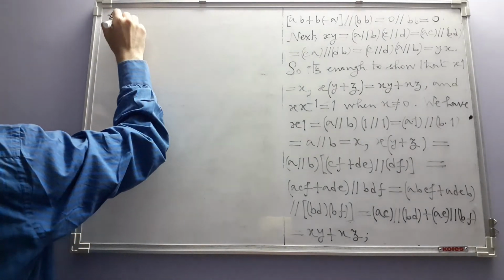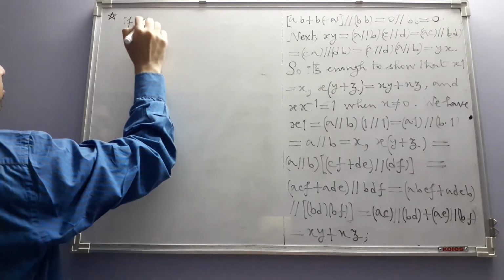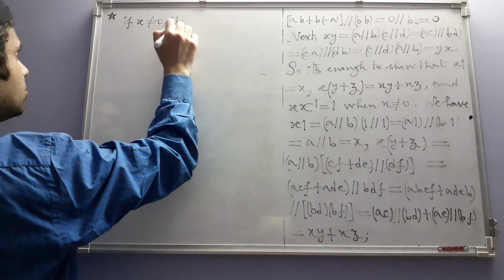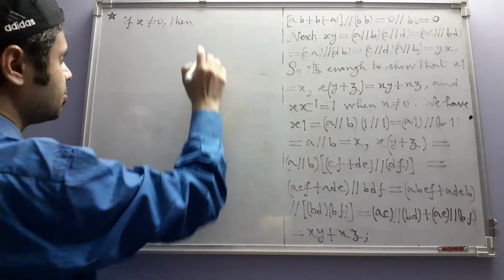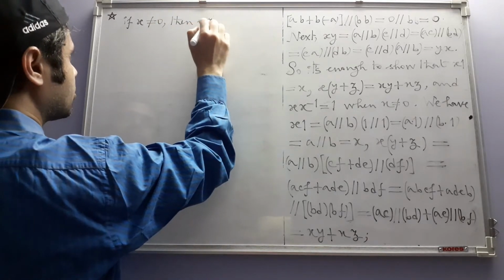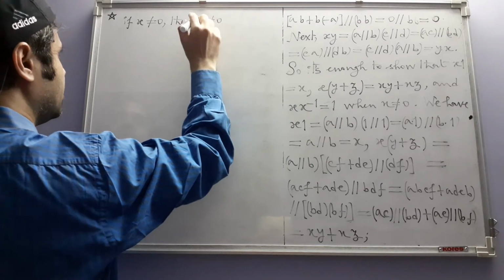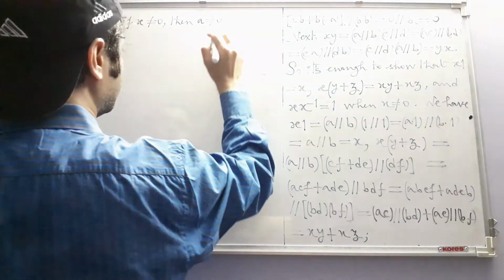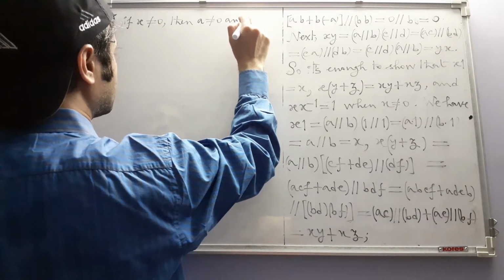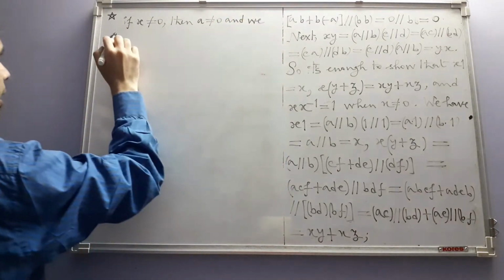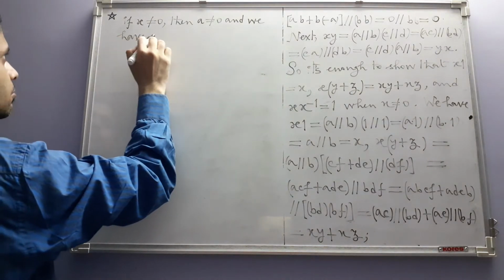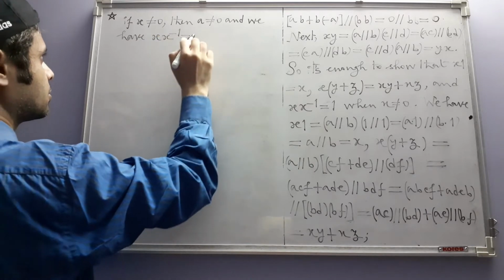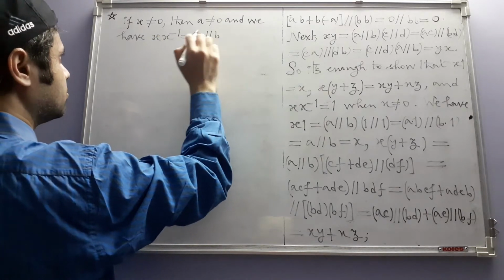If x is non-zero, then since x is a by b, a should be non-zero, because we know that if a is 0, then x is also 0. X is the rational number 0. Now we have x inverse. X is a by b.